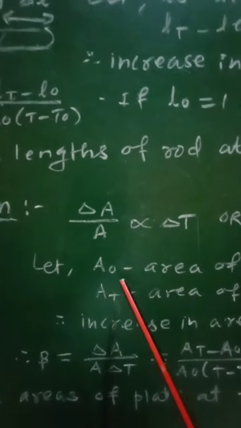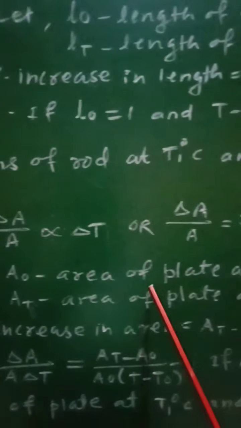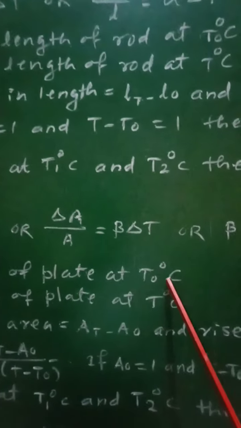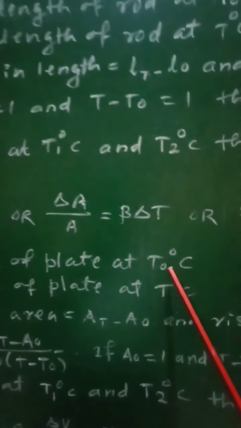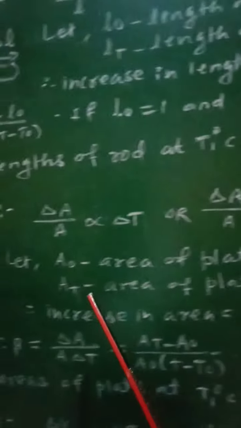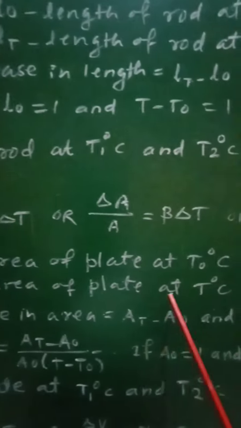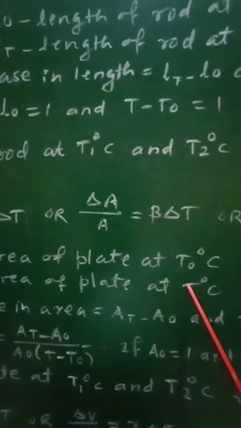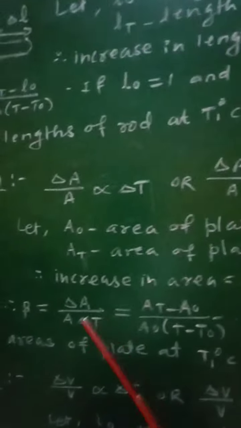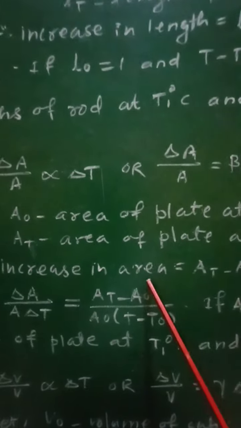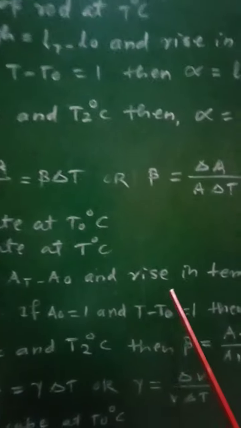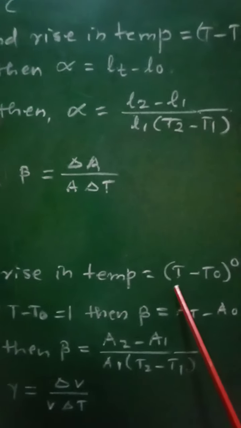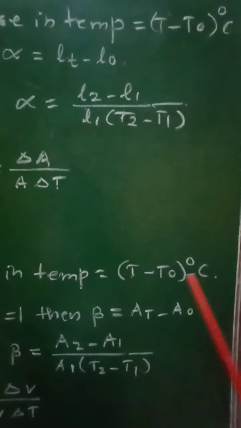Now suppose A0 represents area of that plate at T0 degrees Celsius temperature. If A0 is the area of that plate at T0 degrees Celsius temperature, and AT represents area of the plate at T degree Celsius temperature. Then increase in area of that plate will be equal to AT minus A0. And rise in temperature will be T minus T0 degree Celsius.